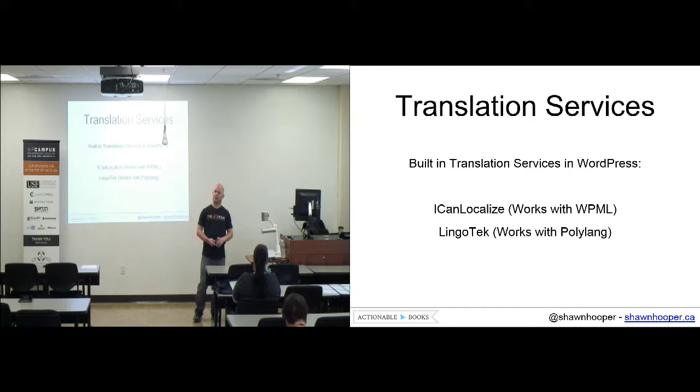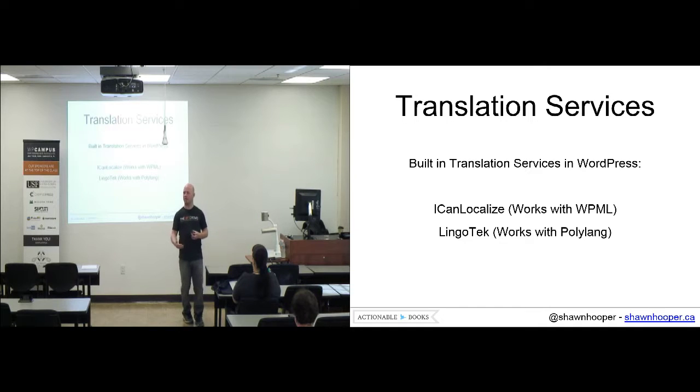Some of the solutions that we've looked at also have built-in translation service support. So ICanLocalize is a service that works with WPML. So when you write a post in English, you can then say, okay, this post is ready to be translated into Spanish, and it'll get sent off to ICanLocalize, where a translator will pick it up and translate it for you manually. So a person will be sitting there translating it, and then when they're done, they can submit the translation back in for you to know that it's ready to then publish on your site. So they've created a workflow around translation of content.